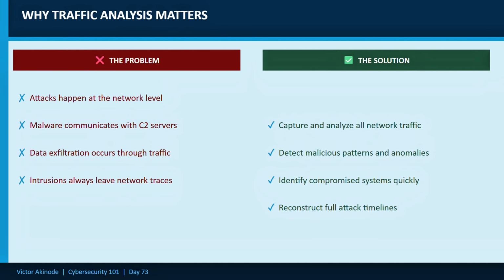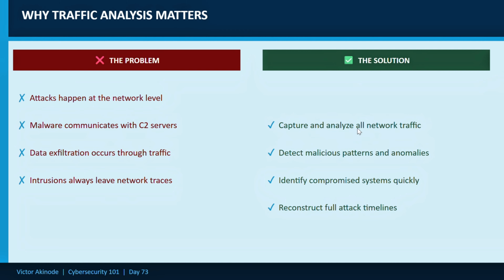Now let's consider why traffic analysis matters. Why does it matter? It matters because attacks happen at the network level. Hackers communicate with your systems through network traffic. Also, malware communicates with command and control servers, and it sends stolen data and receives instructions. The next one is that data exfiltration occurs through network traffic, and that might lead to your sensitive data leaving your network. And intrusions leave network traces. Every attack creates patterns in the traffic. That is for the problem.